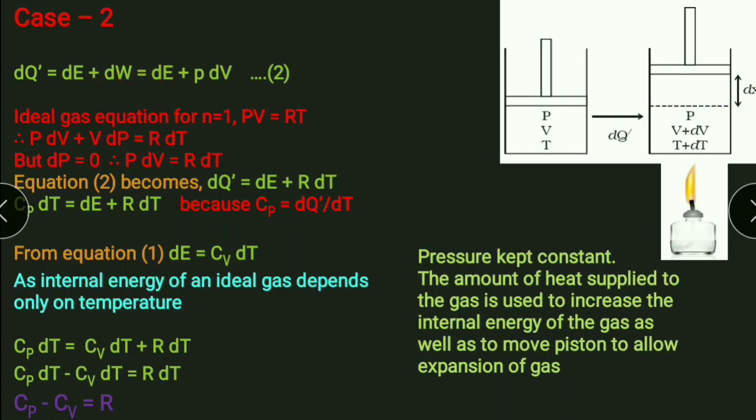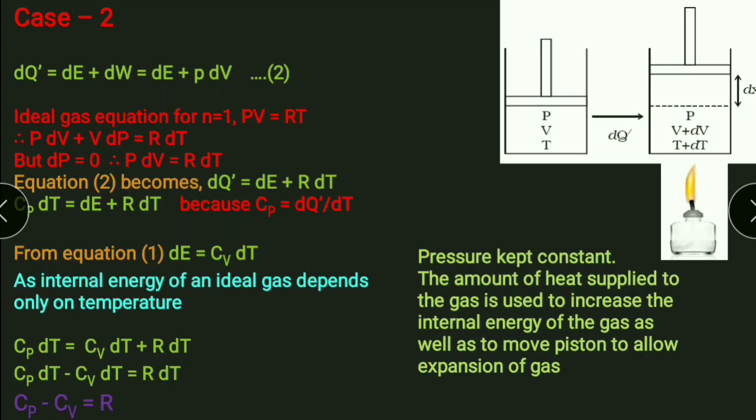So dq is equal to dE plus dw. Here again dw is what? dw is equal to pdv. Therefore dq is equal to dE plus pdv. Call it equation number 2. Now from the ideal gas equation, pv is equal to nRT, and for n equal to 1, meaning for 1 mole of a gas, the ideal gas equation becomes pv is equal to RT.